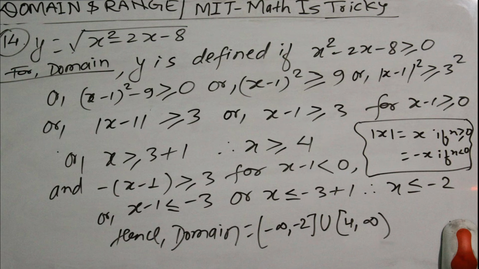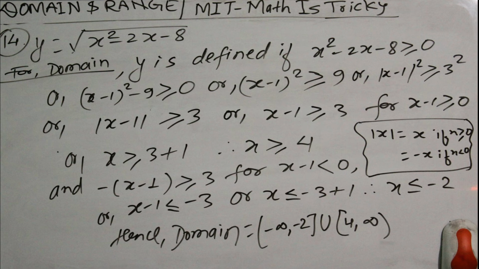So we can write here, y is defined if x square minus 2x minus 8, the number inside the root, is greater than or equal to 0. We'll try to express this in whole square form. By putting plus 1 minus 1, it goes in the formula of (x minus 1) whole square, and minus 9 (minus 1 minus 8) is greater than or equal to 0, which means (x minus 1) whole square is greater than or equal to 9. Whole square can be written as modulus square, so modulus of x minus 1 is greater than or equal to 3.